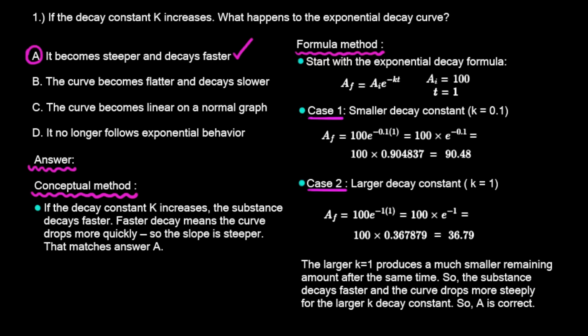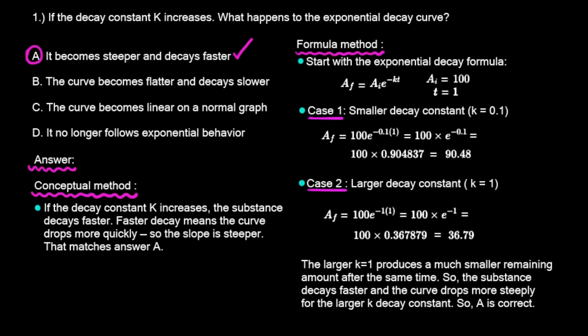So you can answer this question using two methods, a conceptual approach or a mathematical approach. Let's use both to arrive at the correct answer. So conceptually, if the decay constant k increases, the substance decays faster. A faster decay means the graph drops more quickly, producing a steeper slope. This matches answer choice A. Now let's confirm this mathematically using the exponential decay formula that we presented before.